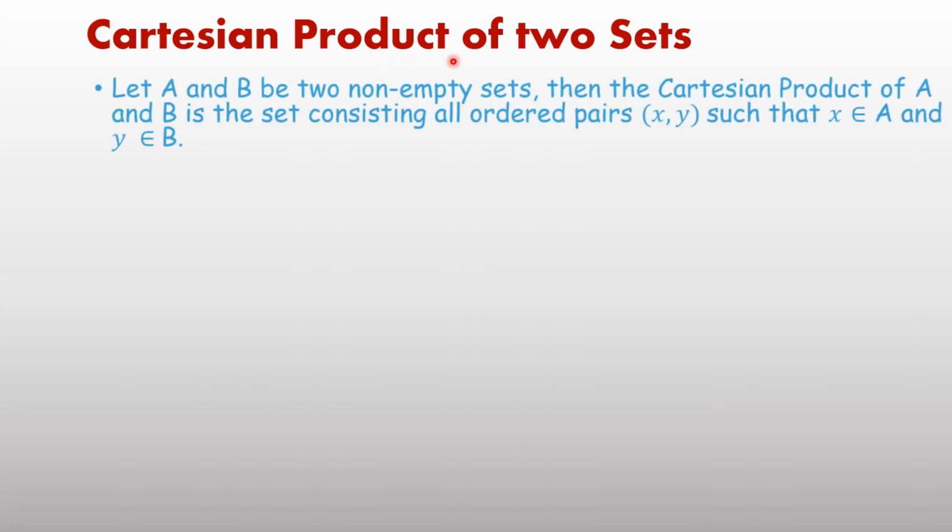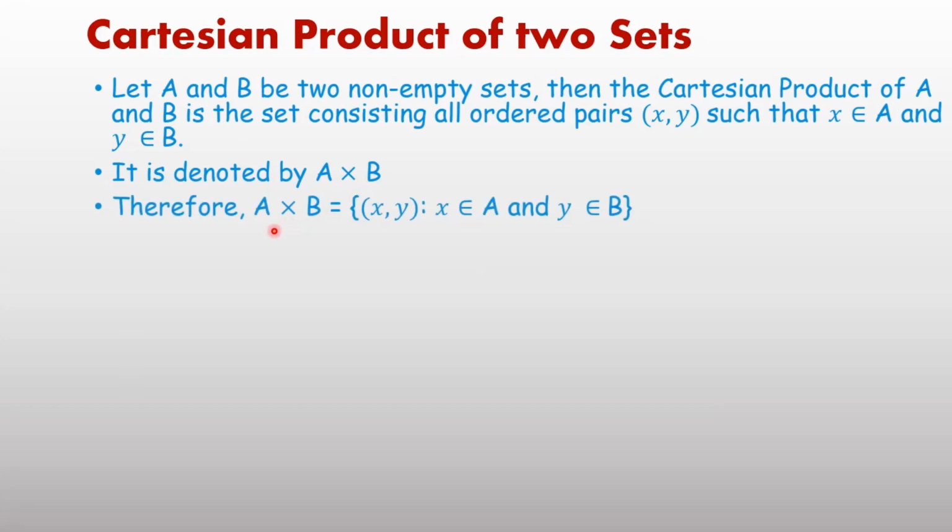Now next, Cartesian product of two sets. If A and B are two non-empty sets, then the Cartesian product of A and B is the set containing all ordered pairs (x, y) such that x belongs to A and y belongs to B. Cartesian product of two sets is denoted by A cross B. Means we can define it as A cross B equals {(x, y)}, all ordered pairs such that x belongs to A and y belongs to B.